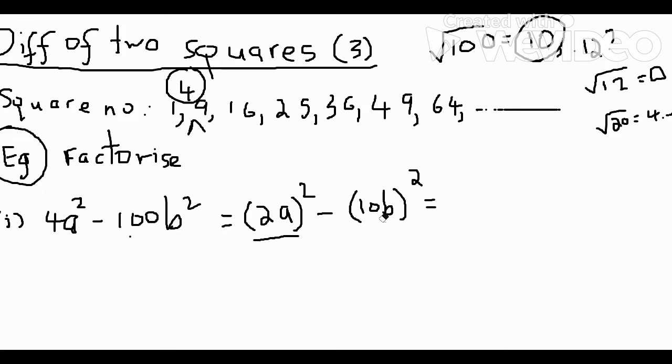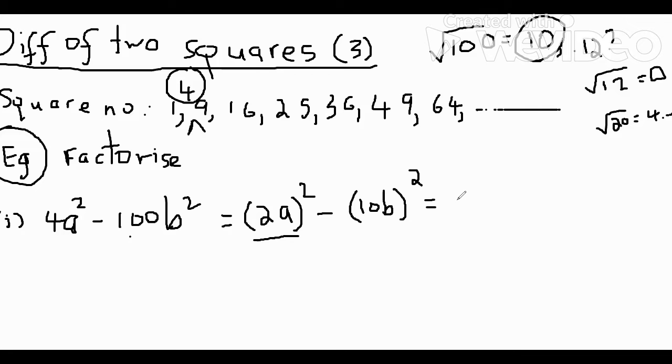So what is (10b)²? How are you going to write it out? (10b)² is 10b times what? 10b. What's 10 times 10? 100. And what's b times b? b squared. Right. Very good. Okay, here we are going. Watch now.